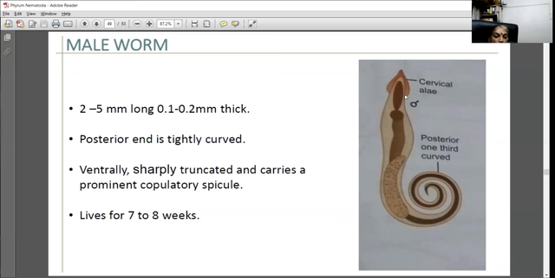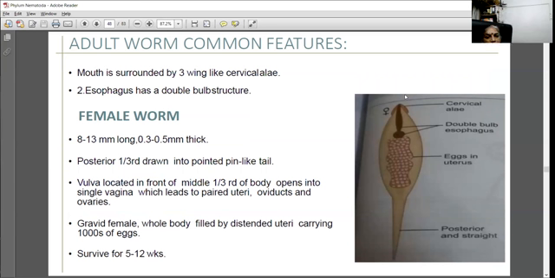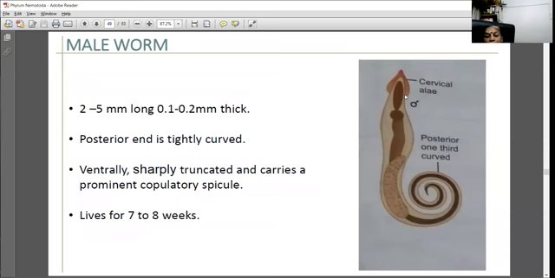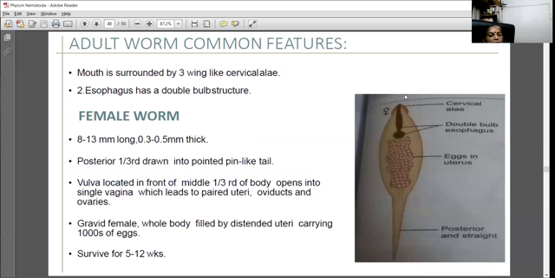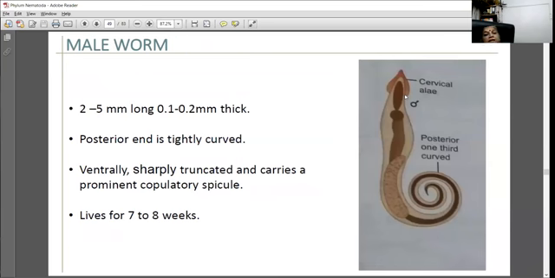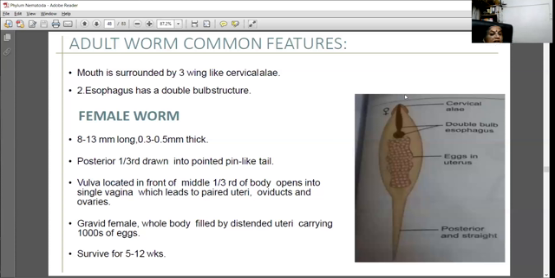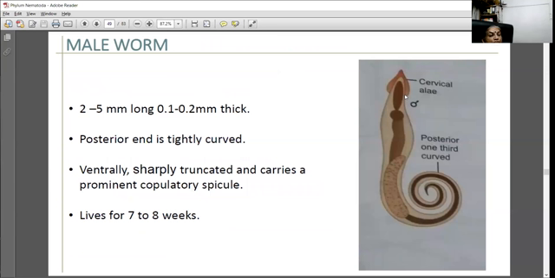Now you see, earlier I have shown you that the female worm is long. I had told you in the start that the male is shorter than the female. The female is 8 to 13 millimeters, whereas the male is only 2 to 5 millimeters. Again, the female worm is thick, 0.3 to 0.5 millimeters, whereas the male is only 0.1 to 0.2 millimeters. Secondly, the posterior end looks like a pointed pin in the female, whereas the male has a tightly curved posterior end, and that posterior end bears a copulatory spicule.